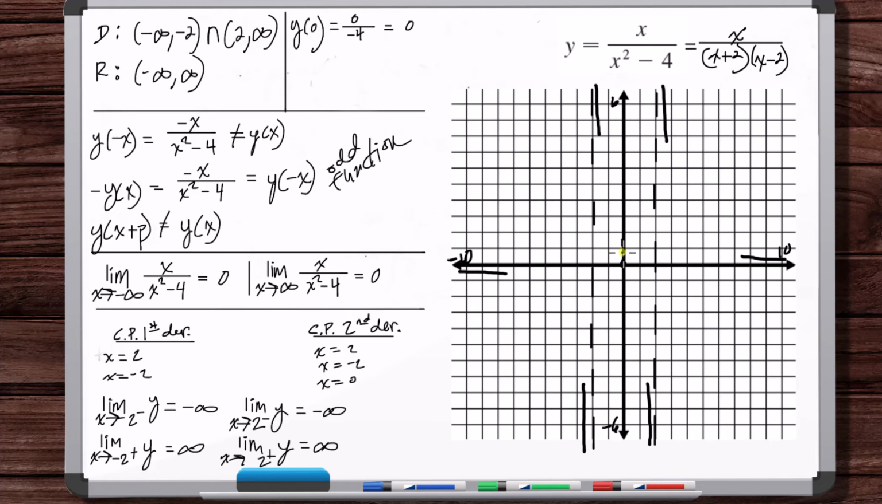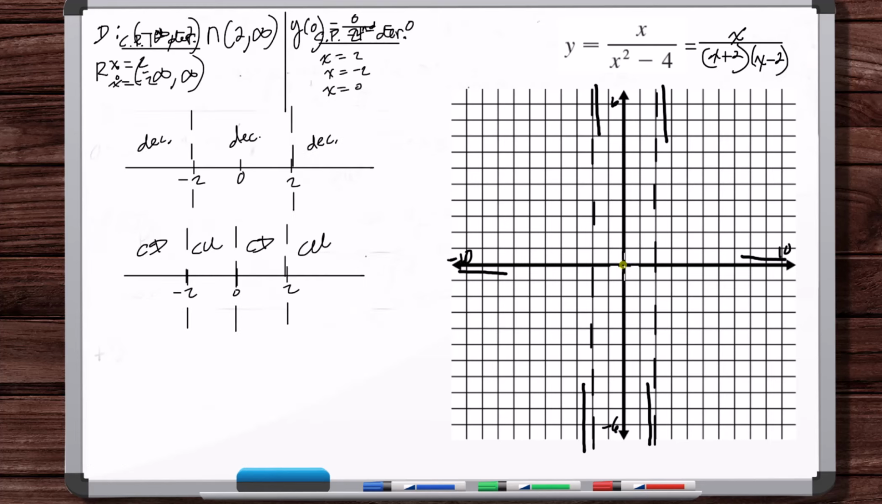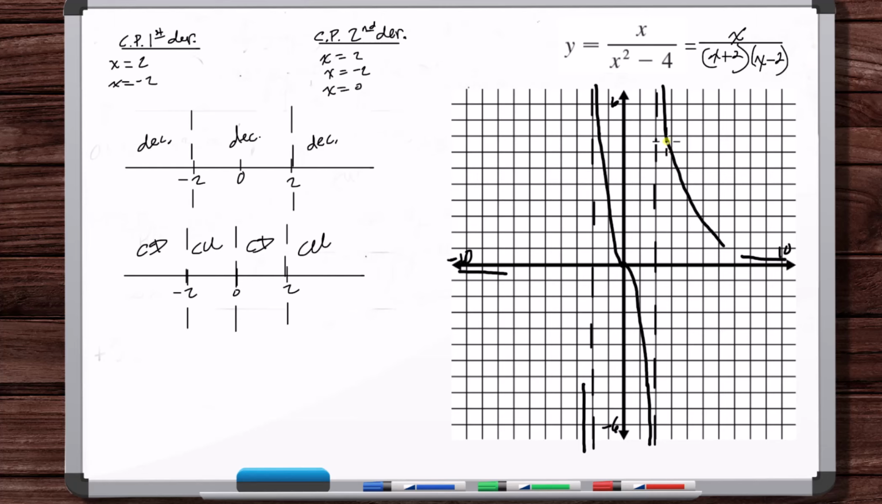There's no local maxes or mins. There is a point where the second derivative is equal to 0. At the origin, this is an inflection point. So we're going from concave up to concave down. And that's the only point of significance. So there's no local maxes or mins. There's no other inflection points. So all we need to do is connect here. Like that. And that's the graph.